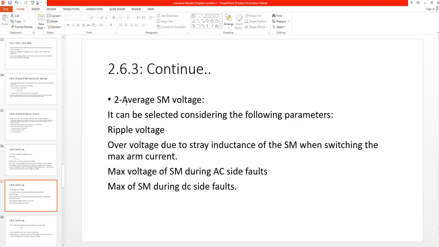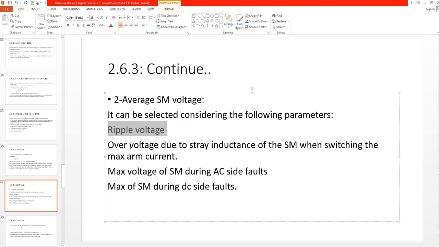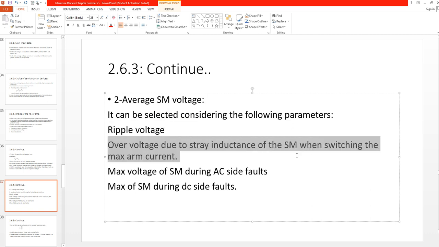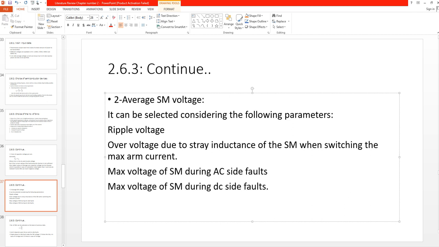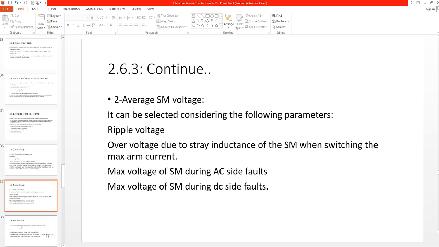So the second parameter we have is the average submodule voltage, the voltage of each submodule, and it can be selected considering the following parameters. Number 1, the ripple voltage. What is the ripple voltage? Overvoltage due to stray inductance of the submodule when switching maximum current, right? Then the maximum voltage of the submodule during an AC side fault and the maximum submodule voltage during a DC side fault. We have to select both of these. So these are the 4 parameters on which the average arm voltage of each submodule is selected.